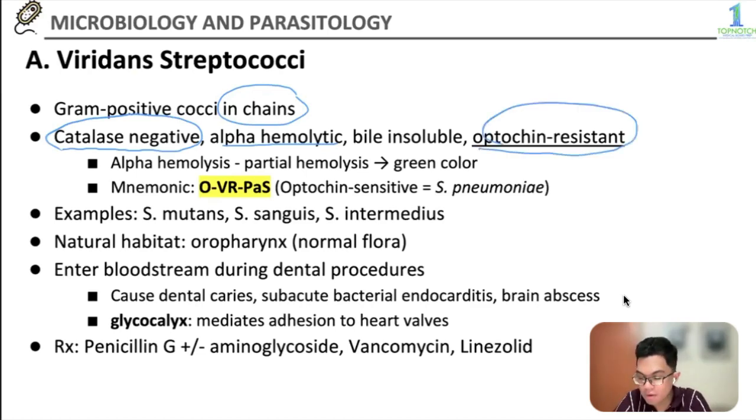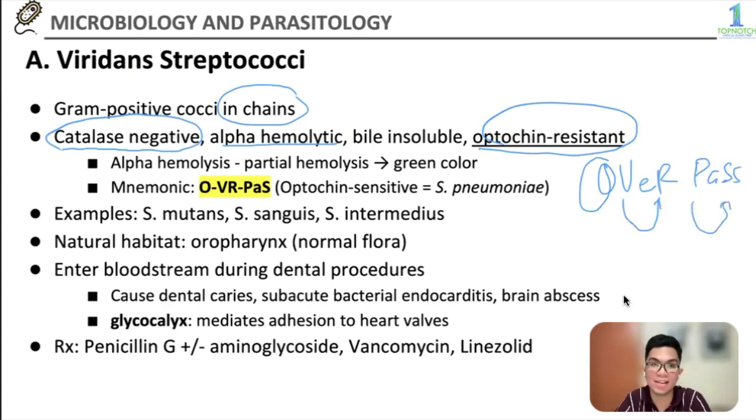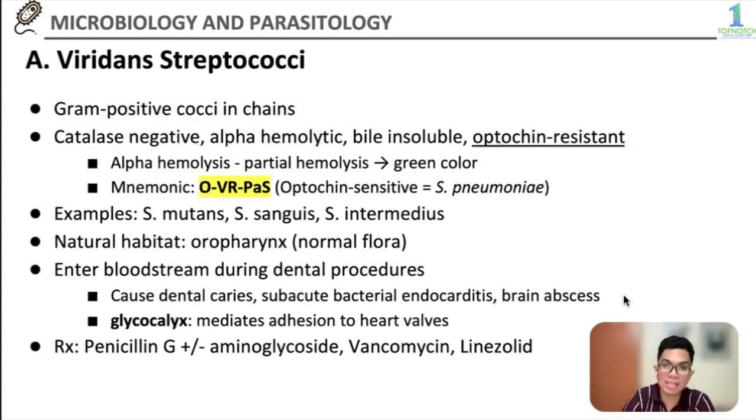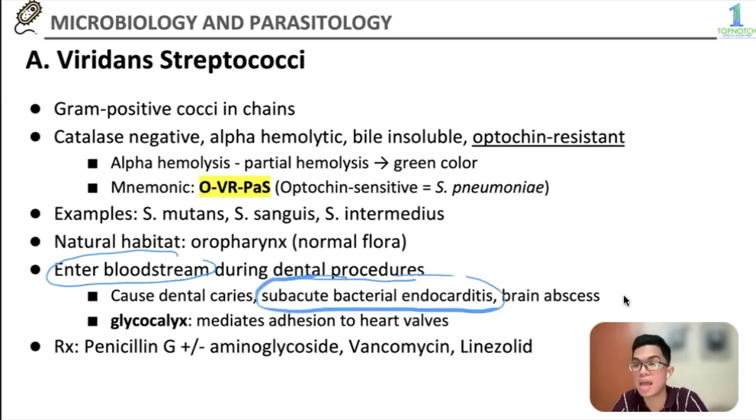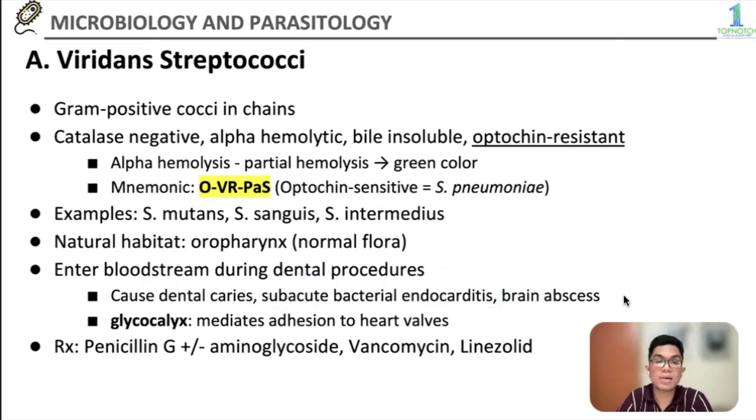So again, yung important mnemonic sa gram-positive algorithm is your OVRPS. Okay, so optochin, viridans is resistant, and your pneumoniae is sensitive. Natural habitat niya is in the oropharynx. Kaya during dental procedures, it may enter the bloodstream. Kaya it's actually one of the more common causes of your subacute bacterial endocarditis. In fact, S. sanguis is the most common cause of subacute and native valve endocarditis. And the glycocalyx mediates its adhesion to the heart valves.